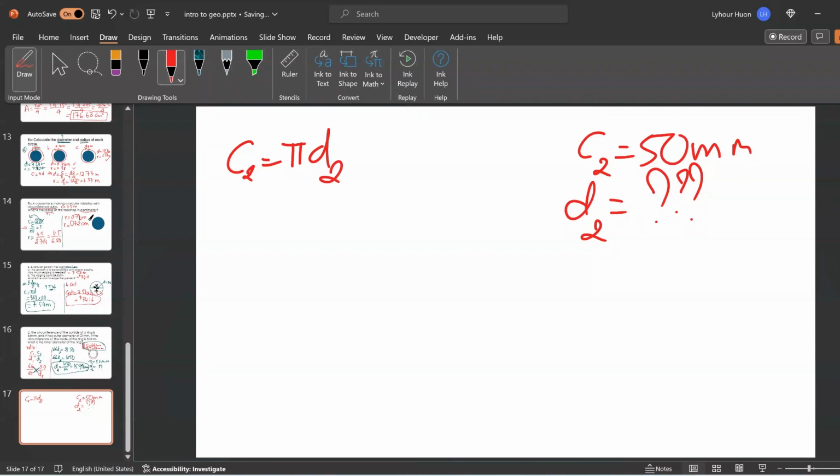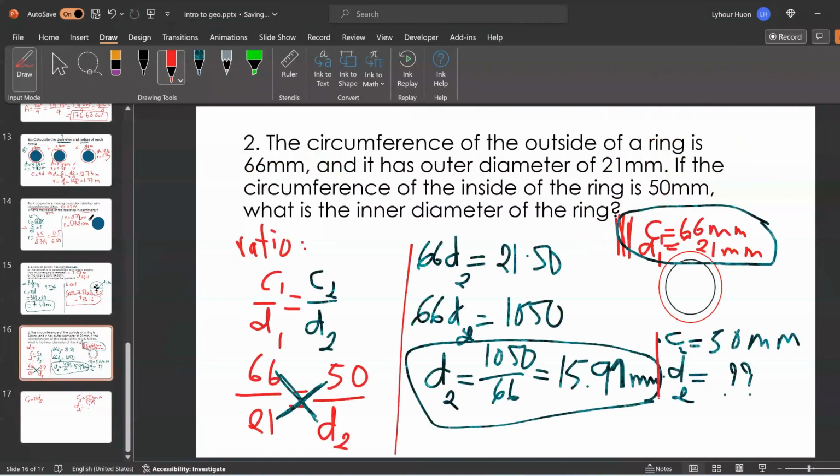Pi times d squared, or pi times d times 2. D2 is just the name, the name for this one, the inner circle.